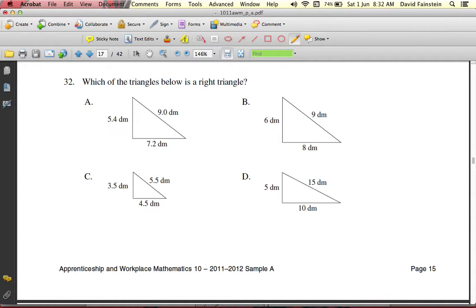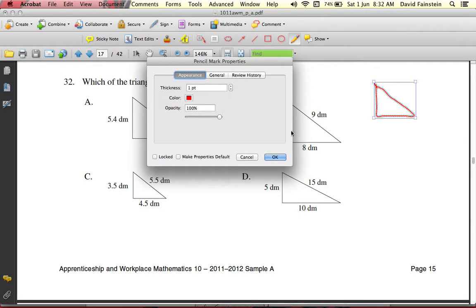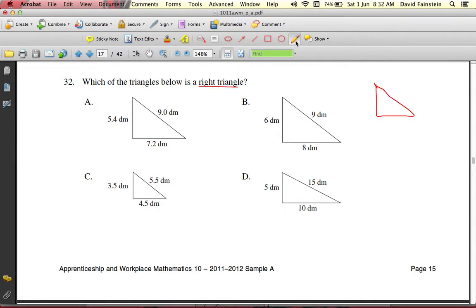Okay, so this is a bit of a trickier question about triangles. Which of the triangles below is a right triangle? And we know things about right triangles. Right triangles, I don't have a very steady hand, but I'll do what I can. Sorry, I'm not used to this. I'll draw it on a triangle. They have that little square right here. Remember that square? That indicates that they are 90 degrees right here.